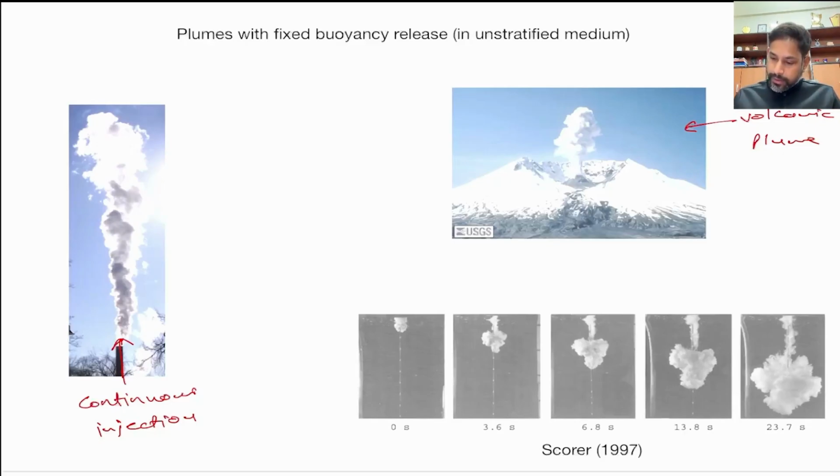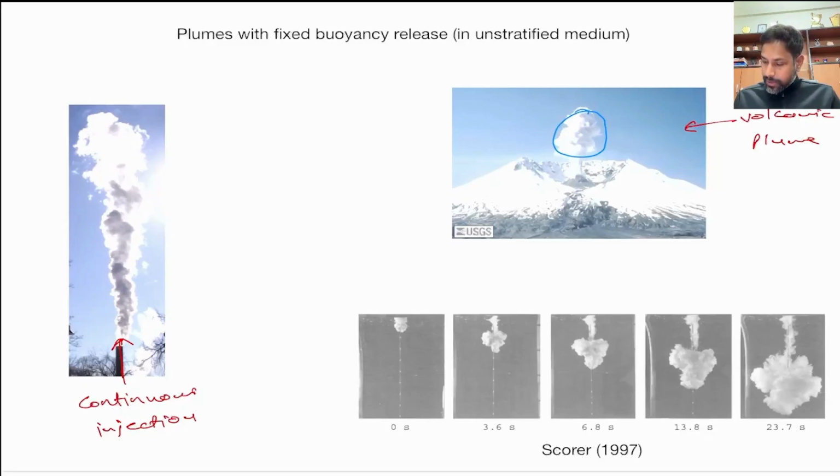So in this case, there is a possibility that this is the fixed volume that was released, and it has different density than the ambient fluid. It will rise up, and as it rises, it will mix with the ambient, and its volume will increase and density difference will decrease, right? So that's one example from a real plume.